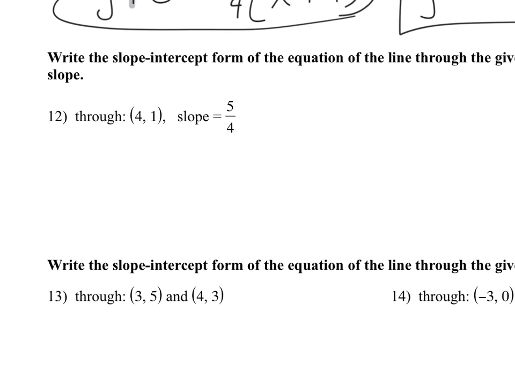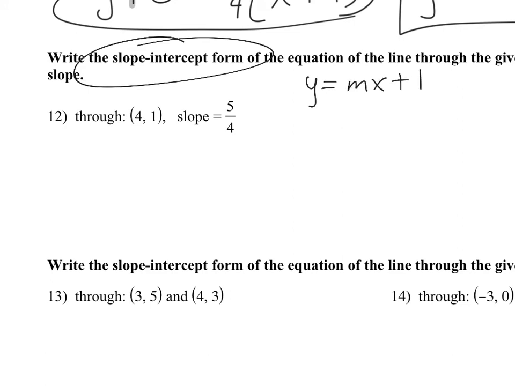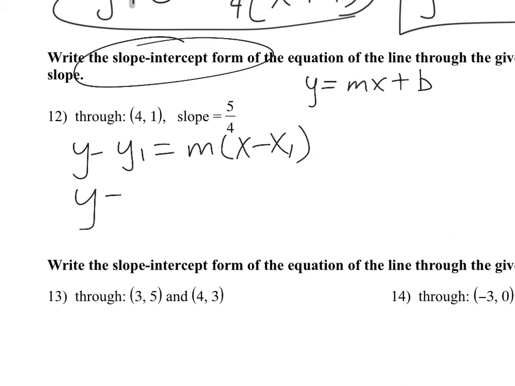Number 12, this time it is asking for slope intercept, but because it gave us a point and a slope, we need to start with point slope. So I'm going to do the same formula that I just did above. I'm going to replace y minus y1 with 1 because that's my y coordinate. The slope is 5/4. And then this will become x minus 4.